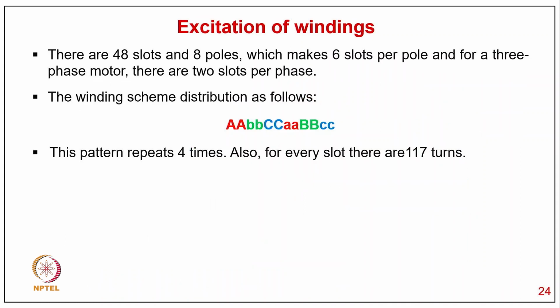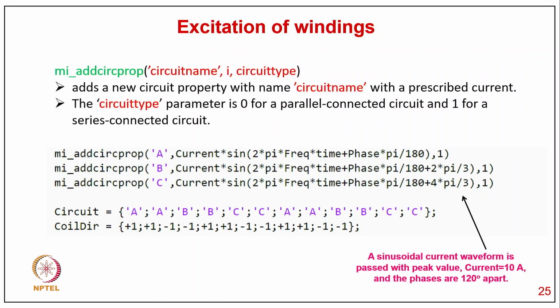So coming to excitation of winding, there are 48 slots and 8 poles, which makes 6 slots per pole for the 3-phase motor, and there are 2 slots per pole per phase. And the winding scheme distribution is as follows: capital A, small b, capital C, small a, capital B, and small c. Capital A is for the upper conductor, upper coil side, and small letters are for the return coil side. The pattern repeats 4 times. Also, for every slot there are 117 turns.